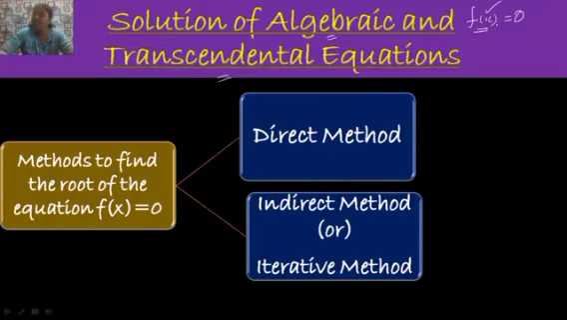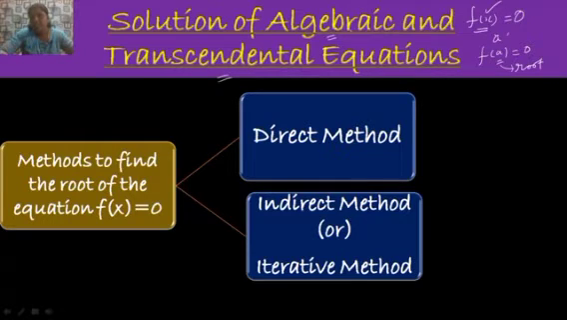Or in other words, for the given equation f of x equal to 0, we have to find the value a such that f of a is equal to 0. Here a is known as the root of the given equation. So here we have to find the root of the given equation. Whenever I say it is an equation, there are two types of equation generally we have discussed. One is algebraic equation and the other one is transcendental equation.